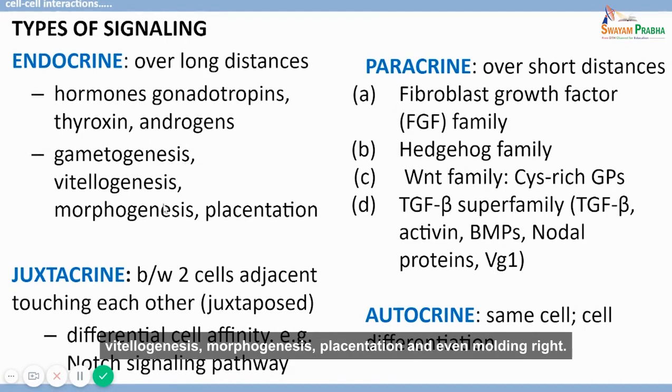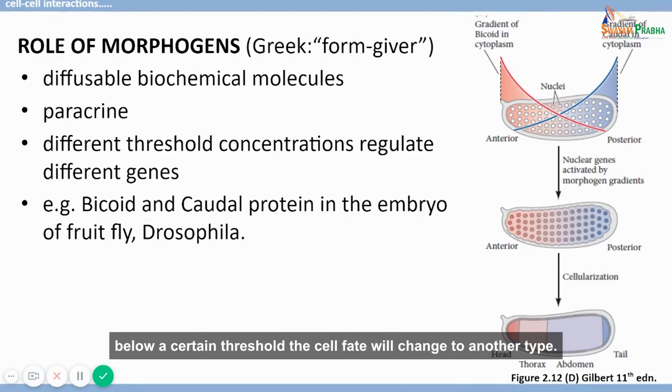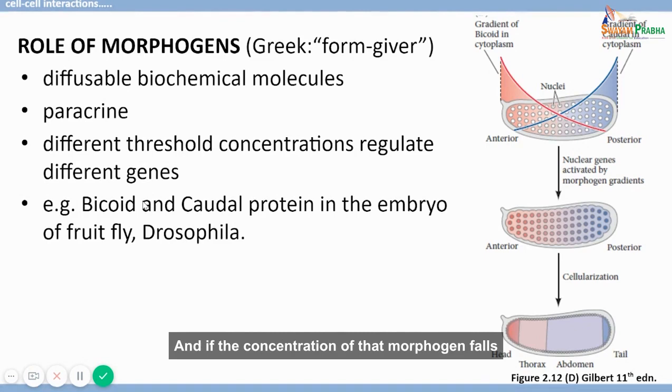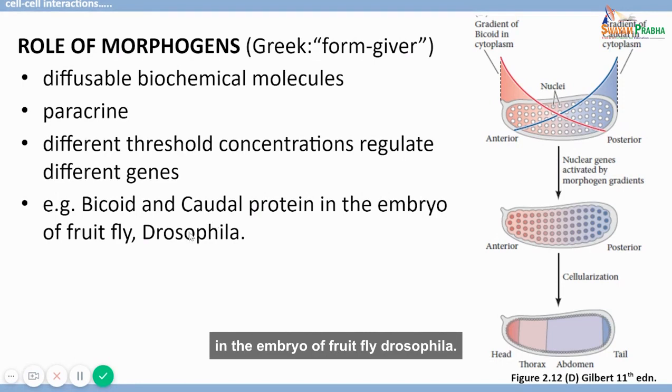Right? So students, here we also have a great role of small diffusible molecules known as morphogens. Morphogens are basically a category of signaling molecules and they are diffusible in nature. They can determine the fate of a cell by their concentration. Actually, different threshold concentrations of these morphogens are capable of regulating different genes because of which different cell fates can be generated. Like a high concentration of a morphogen may specify any uncommitted cell to, let's say, first cell type. But if the same morphogen concentration drops below a certain threshold, the cell fate will change to another type. And if the concentration of that morphogen falls even lower, the cells will be specified in yet a third type of cell, right? For example, in bicoid and caudal protein in the embryo of fruit fly, Drosophila.